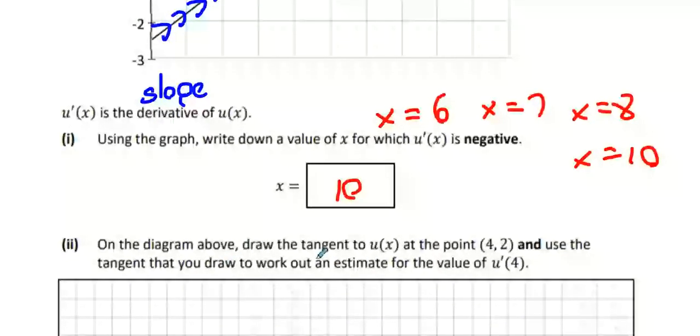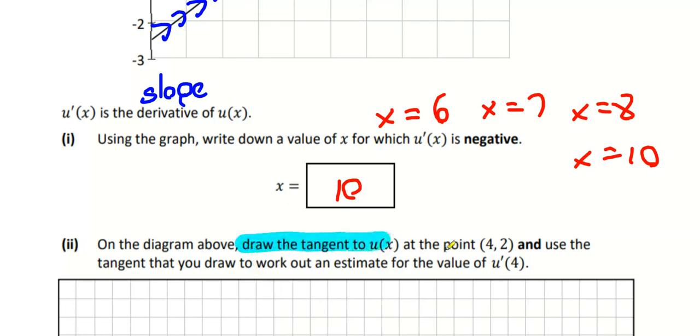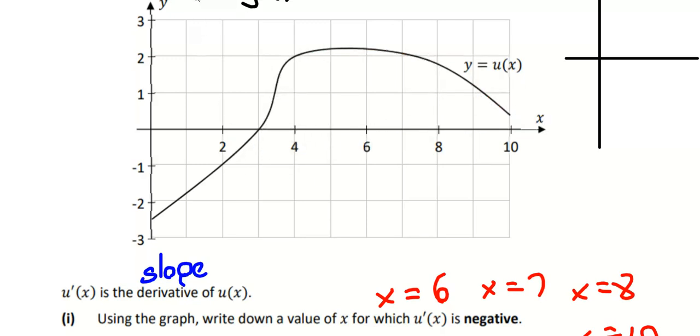On the diagram above, draw a tangent at the point (4, 2), and use the tangent that you draw to work out an estimate. Okay, that's very difficult wording, I have to say. I don't think there's anything wrong with the first part though. Draw the tangent at (4, 2). What is a tangent again? A line that only hits the graph once. What point does it have to go through? It has to go through (4, 2). So (4, 2) is this one here, yeah?